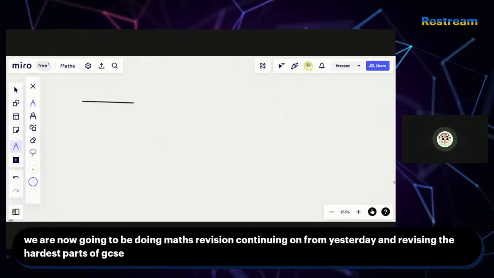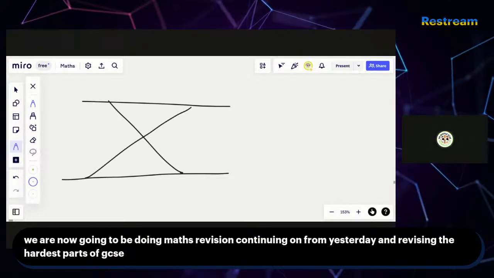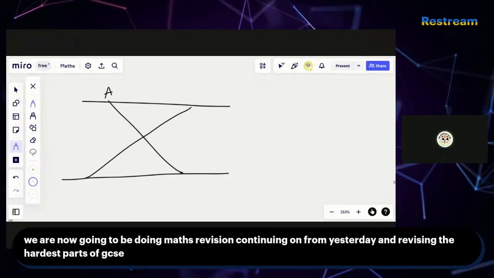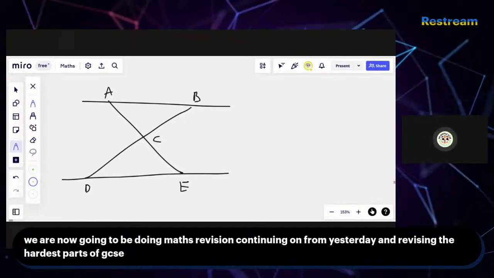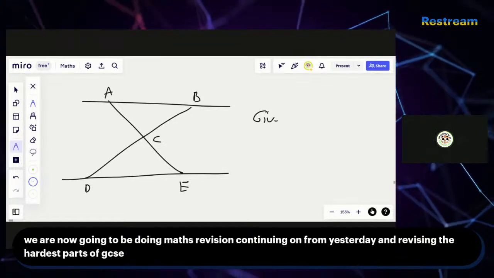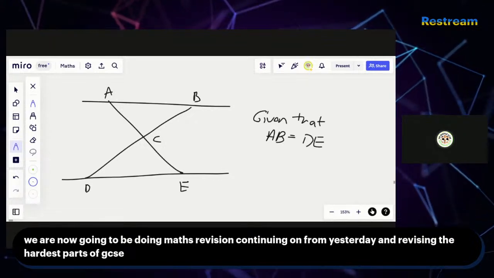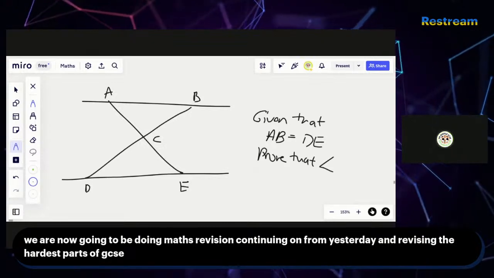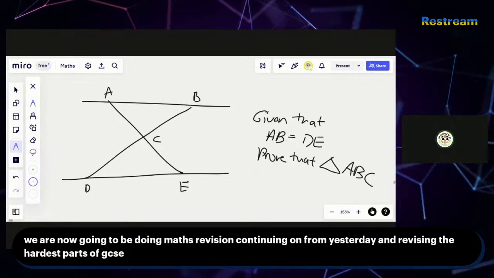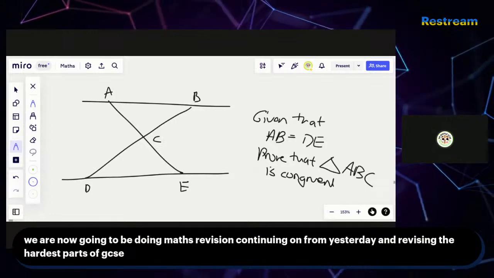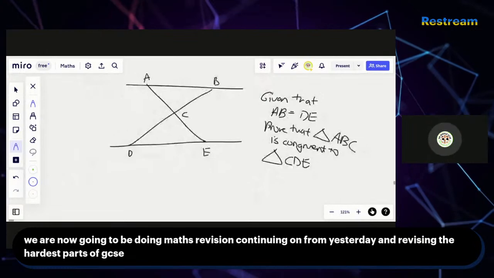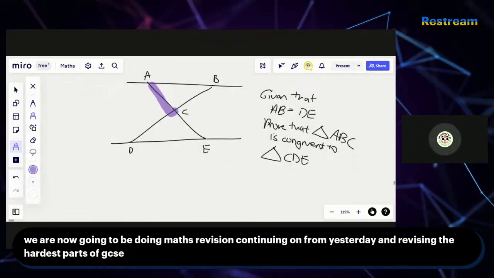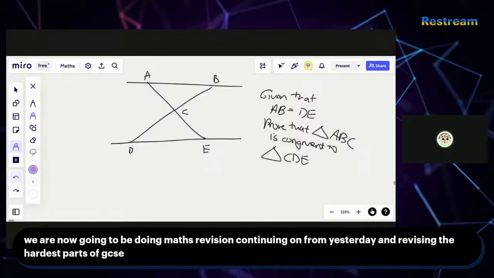So we've got 2 lines here and 2 lines here. And we've got A, B, C, D, and E. So given that AB equals DE, prove that triangle ABC is congruent to triangle CDE. Okay, so we now have to prove congruency between this triangle and this triangle. So let's begin.